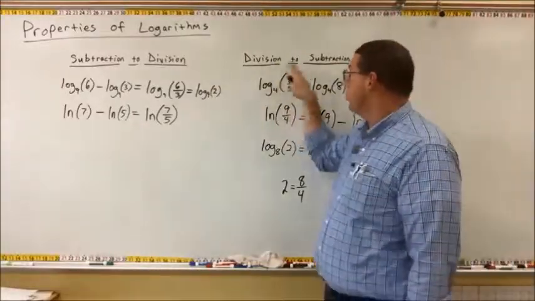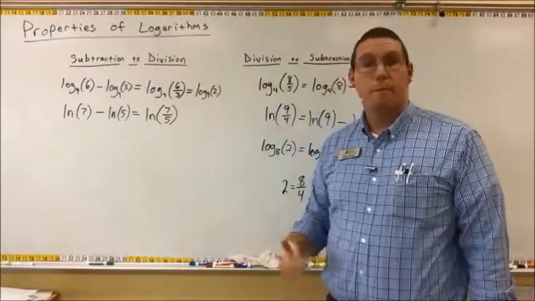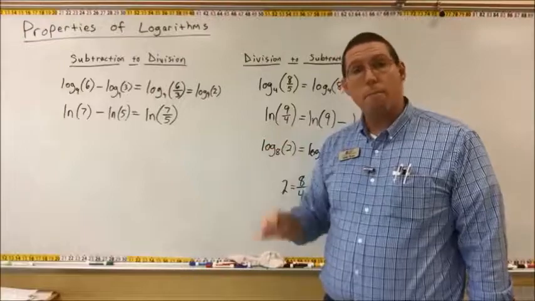And so this is the second property that we're learning of logarithms. It is the division to subtraction property. You can also call it the subtraction to division property. And that's it for this property. We've only got one property remaining.